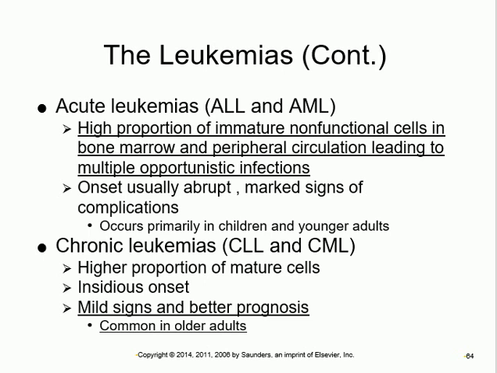Okay? Which one is worse, acute or chronic? Acute. Acute is worse. Which one is more in adults, in older people? Chronic. And which is more in younger? Acute. So acute is worse, and chronic is better, milder, and in older people. And the difference is that acute goes too fast, chronic takes more time.